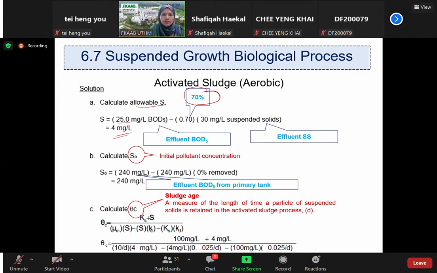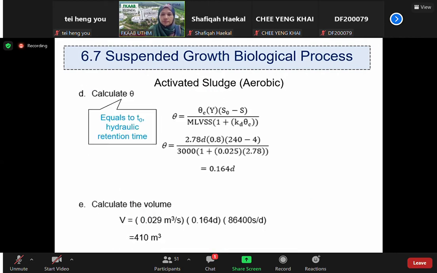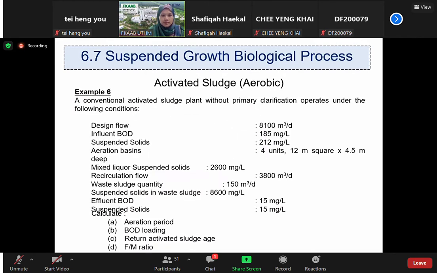So we need to calculate the S note, initial pollution concentration. Okay, based on the BOD tadi. So here is the calculation dia. Then we can get the effluent BOD 5 from the primary tank. Okay, we also can get this slash H by using this equation, yeah. Then slash H we can calculate by using this equation. Then we can also calculate the volume of this wastewater treatment plant of this activated sludge, yeah.